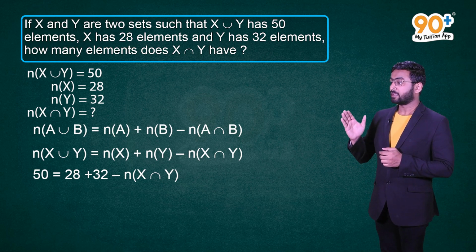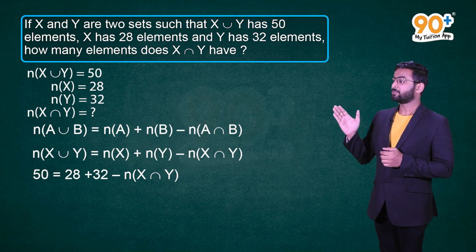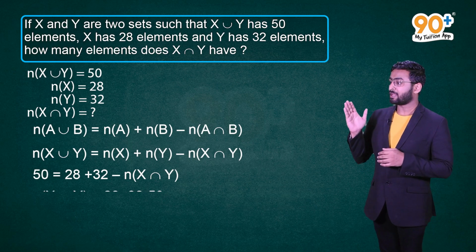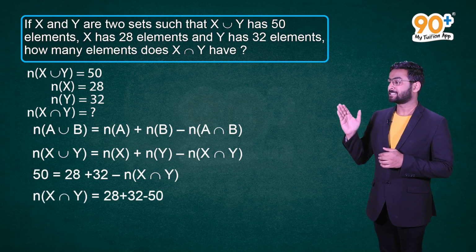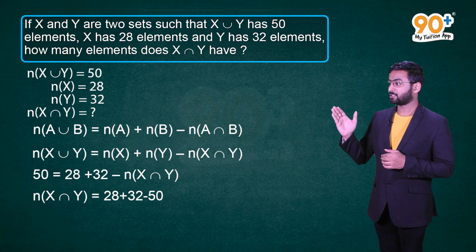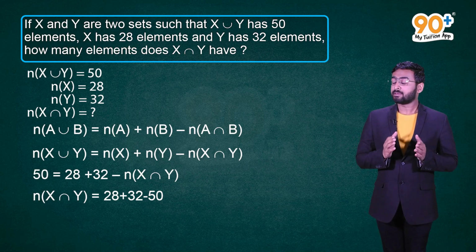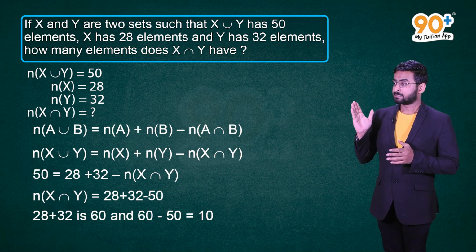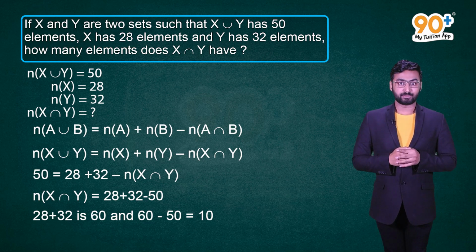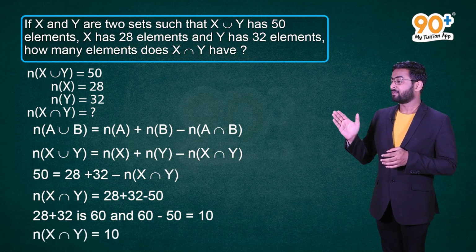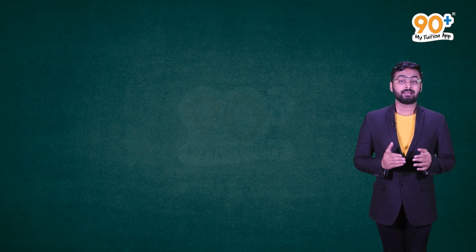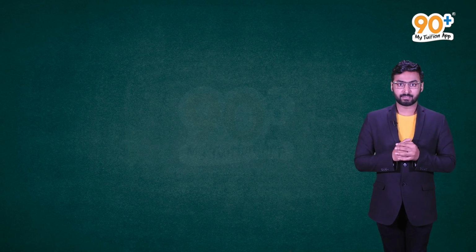Then we get 50 is equal to 28 plus 32 minus n of X intersection Y. Now, taking n of X intersection Y to the LHS and 50 to the RHS, it becomes n of X intersection Y is equal to 28 plus 32 minus 50. Here, 28 plus 32 is 60 and 60 minus 50 is equal to 10. So, our final answer is n of X intersection Y is equal to 10. Now, let's move on to the next example.